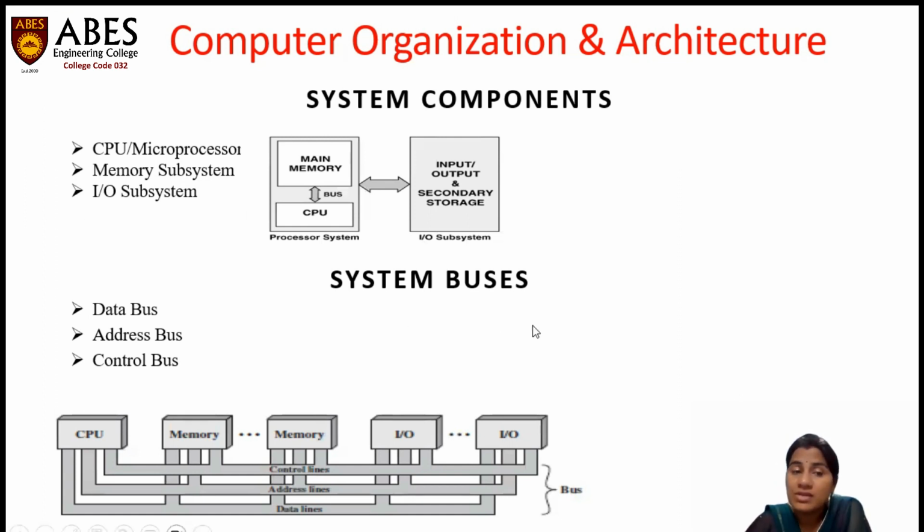Next come the system buses. The system bus includes the data bus, address bus, and control bus. We can see how they are connected to each other. Here are the CPU, memory, and input-output. The data bus is connected to the memory and input-output, and the CPU is connected with all. The address line is connected to all, and control signals are also connected to all. But the direction will be decided as we have discussed before.